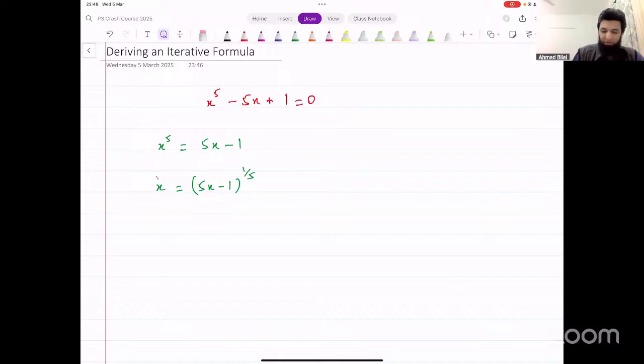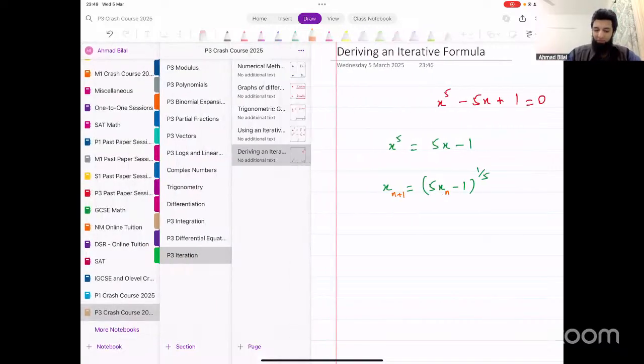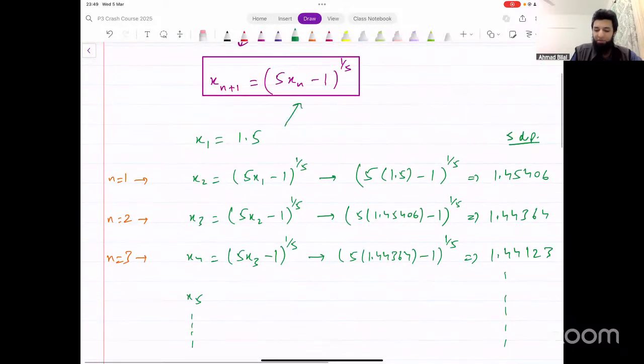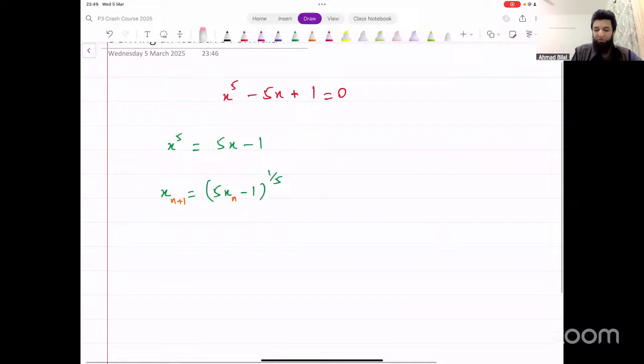All right. And now once I have a form like this, all I have to do is, with the x on the left side, put n plus 1, and with the x on the right side, even if there are multiple, so you might have multiple x terms on the right side as well, with all of them, you put n, and that's your iterative formula. Xn plus 1 equals 5x minus 1 whole raised to power 1 over 5. And that's exactly what we were given in this question here as well. Xn plus 1 equals this, 5xn minus 1 whole raised to power 1 over 5. And that's what we got here. You can derive this iterative formula yourself like this. All right. This is one idea if we make this x the subject.